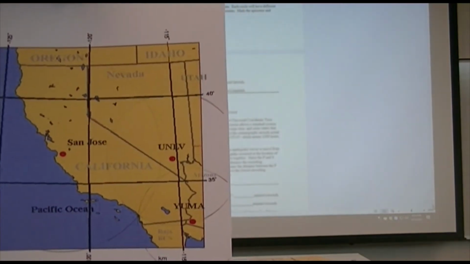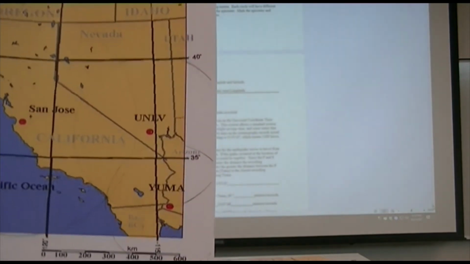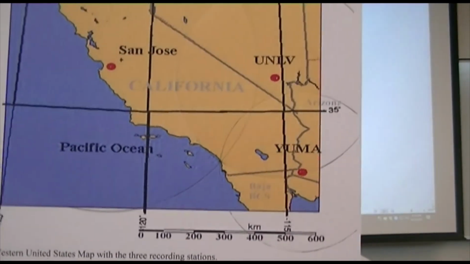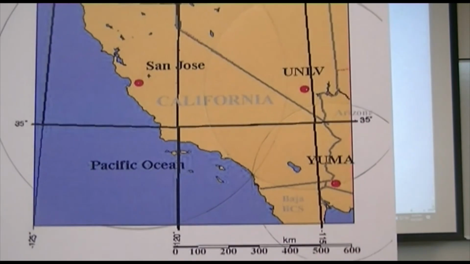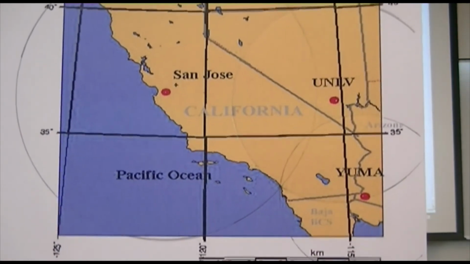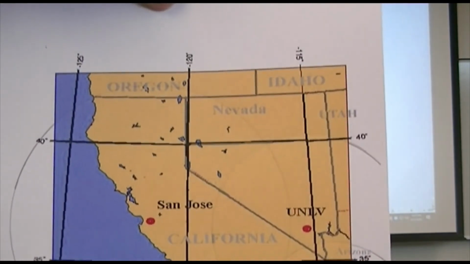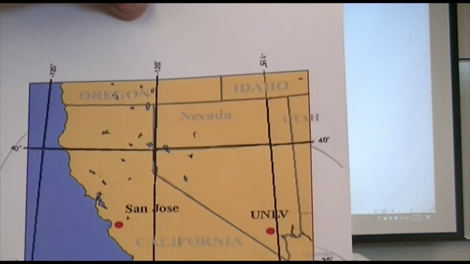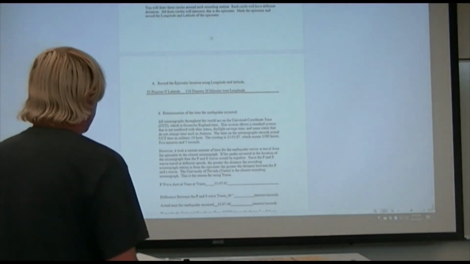So where those 3 circles intersected, right down there, that has a latitude of 32 degrees north latitude, north because we're in the northern hemisphere, and 116 degrees, 30 minutes west longitude because we're in the western hemisphere. So that gives you the longitude and latitude of your earthquake.